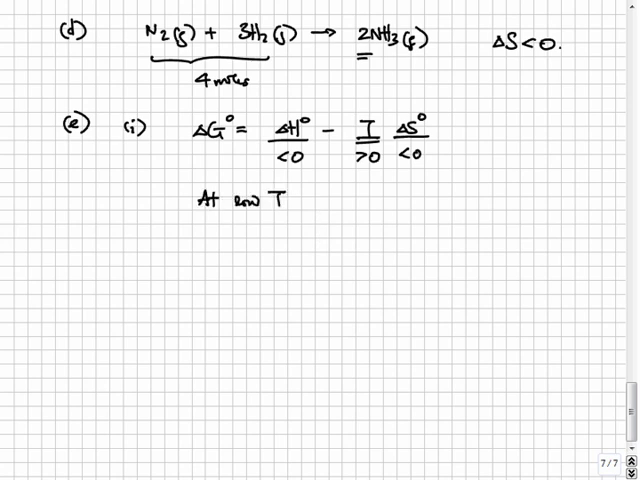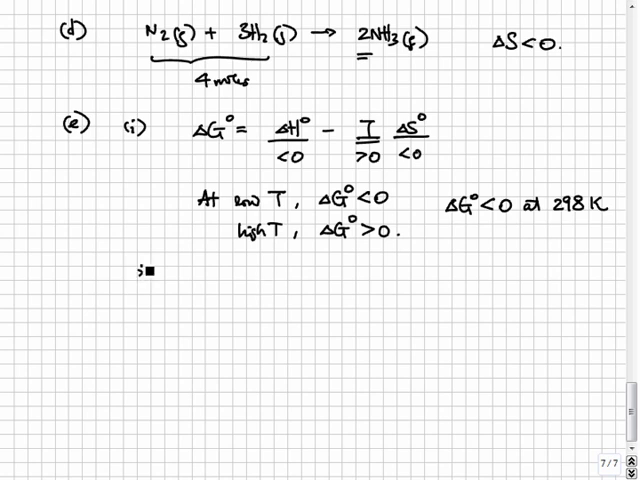So at low temperature, the second term becomes small, and delta G0 takes on the sign of delta H0, which is negative. At high T, the second term dominates, and delta G0 takes on the sign of negative T times delta S0, which overall is positive. You know delta G0 is negative at 298 K, so at some higher temperature, delta G0 must change sign and become positive.